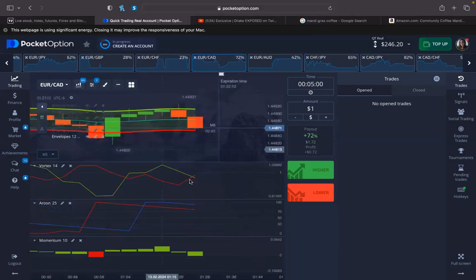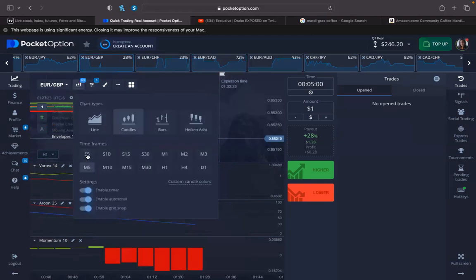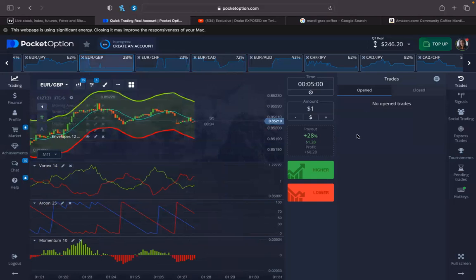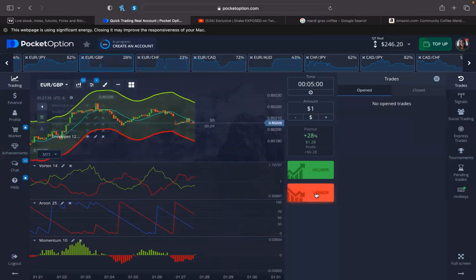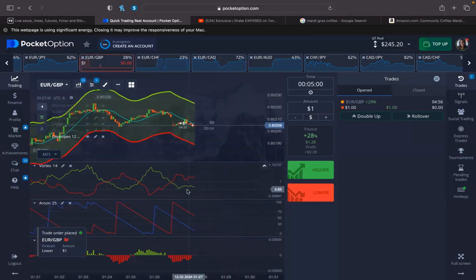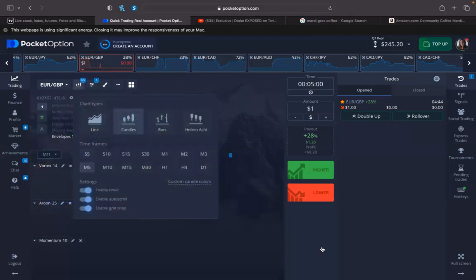Same issue. Okay, Euro GBP is actually matching for a sell, but since it's only 28%, I'm only going to place a dollar trade just so that you all can see. So the vortex, Aroon, and momentum are all in the sell position, and on the envelopes, the candles are in the bottom chamber. Same thing when I go to 5 minute.